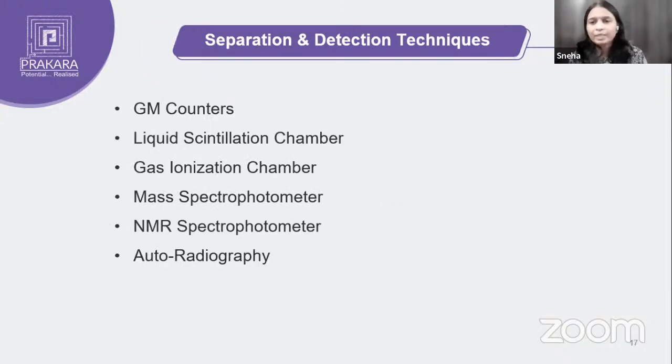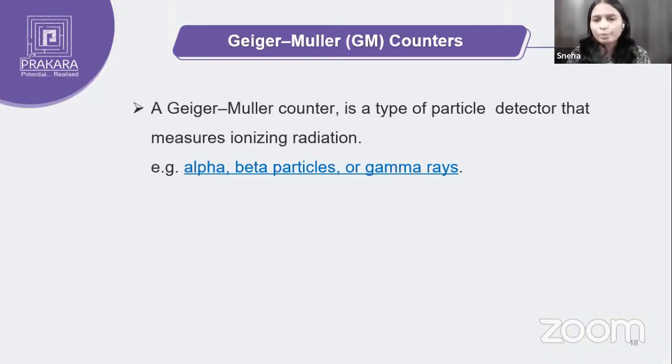Now how do we study this radioactivity for the isolated compound? There are certain techniques. With the help of these techniques, we can directly study the various types of radioactivity. Like the GM counter, the scintillation chamber, the gas ionization chamber, the mass spectrophotometer, the NMR spectrophotometer, and autoradiography. All these are detection techniques which we will use to study the radioactivity of the compound.